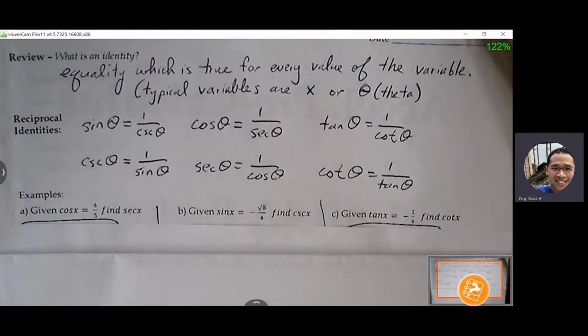So what is an identity? An identity is an equality that is true. It holds true for every value of that variable. The variable that we're going to use the most often is x and theta. It just depends on the problem. But really, it's interchangeable. Sometimes problems are presented in terms of x. Sometimes the variable is presented as theta.